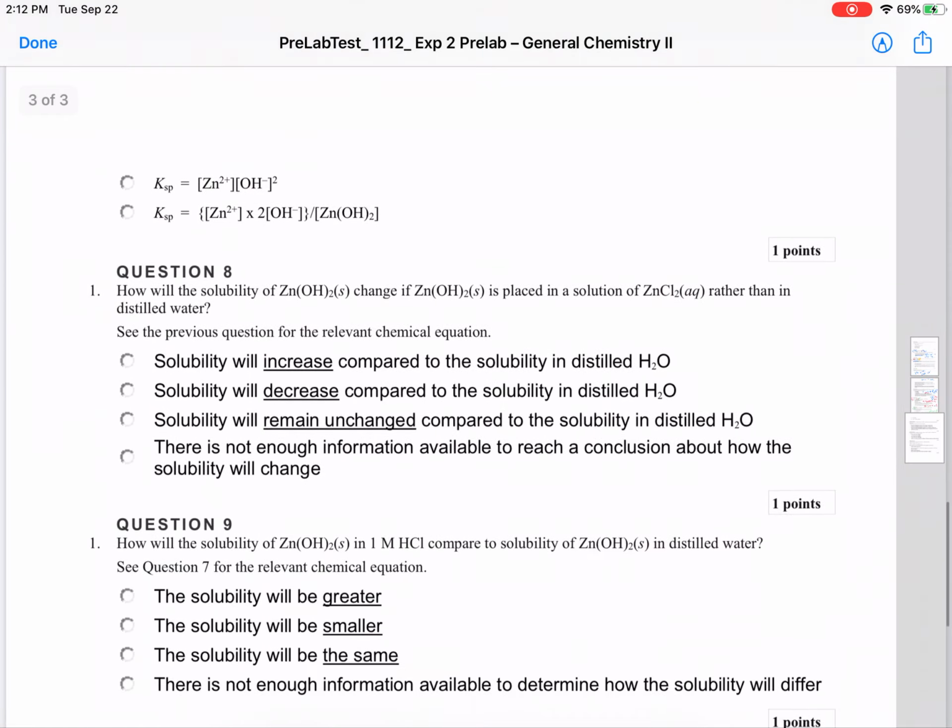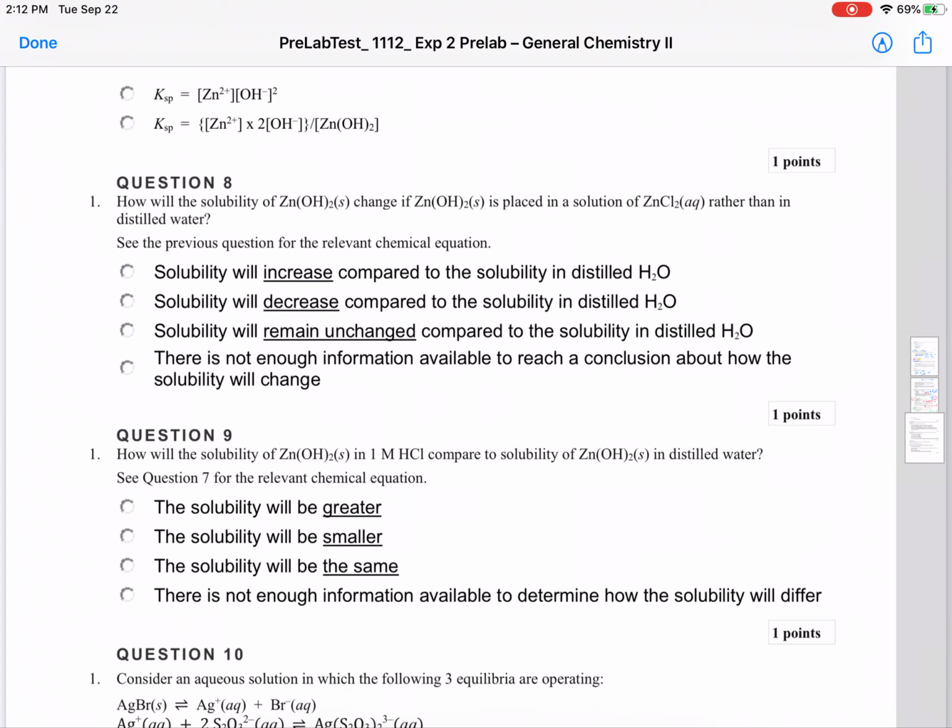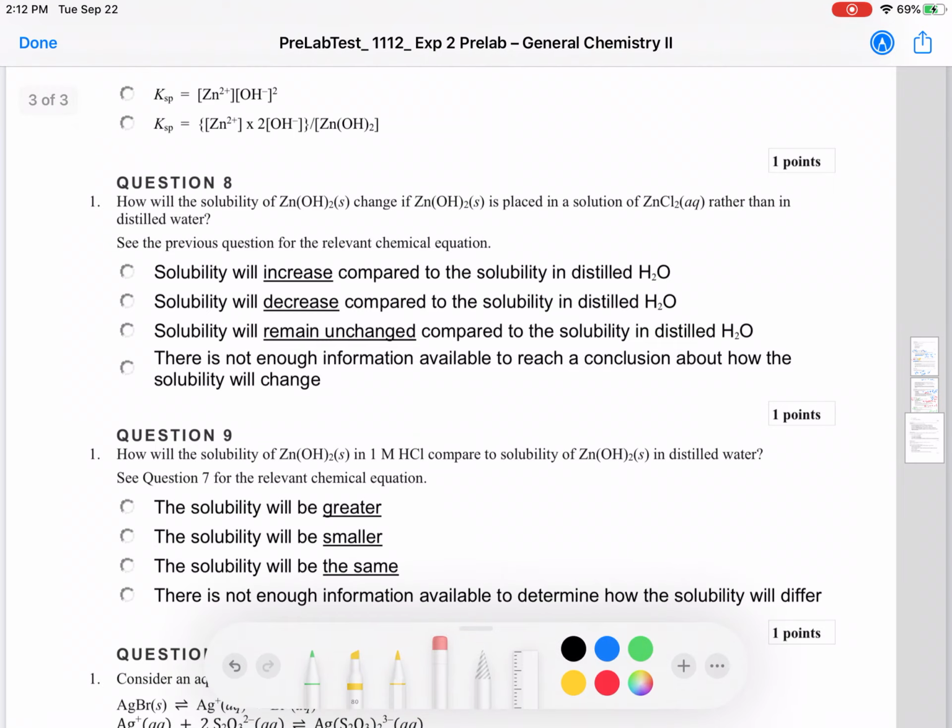Next one, question number 8. How will the solubility of zinc hydroxide change if zinc hydroxide is placed in a solution of zinc chloride rather than in distilled water? What's going to happen to the solubility? Let's say you're adding zinc chloride. Zinc chloride again is a strong electrolyte. It will dissociate to give you zinc ions and chloride.